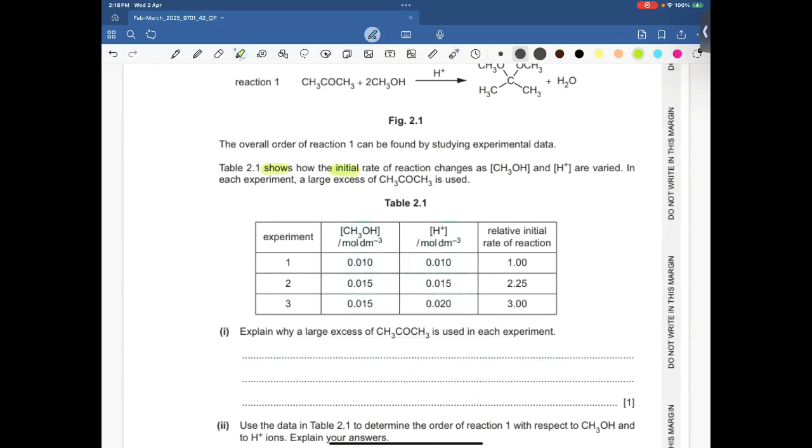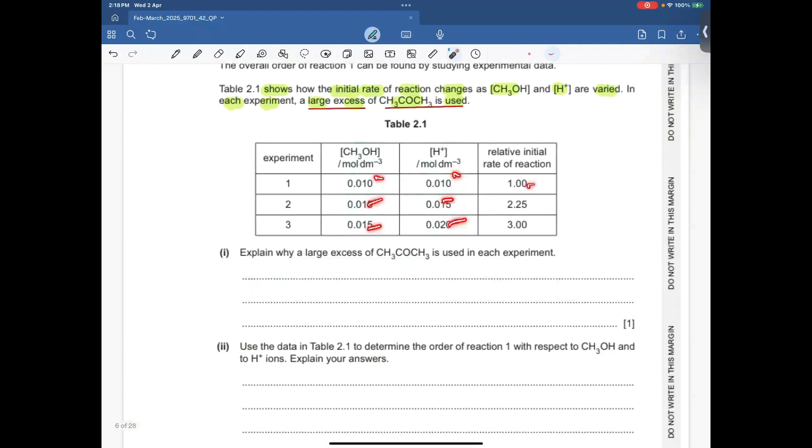Table 2.1 shows how the initial rate of reaction changes as the concentration of methanol and hydrogen ion are varied. In each experiment, a large excess of propanone is used. I've told you in the class, whenever we use a large excess amount of any reagent, that means we need to keep the concentration constant so that we can find the order of reaction for these substances or ions. So here is the data given, and we need to find the order with respect to both these reagents. But first of all, the examiner is asking why a large excess of propanone is used in each experiment. That's a very straightforward answer.